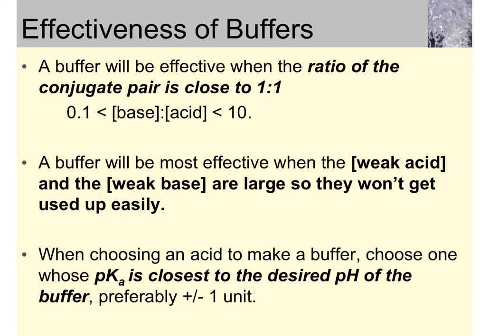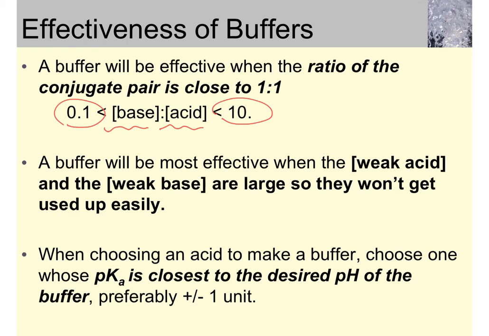What else do we have to consider when we're making a buffer? What conditions make the most effective buffer? Well, first of all, we want the concentration of the weak acid and its conjugate base to be roughly equal. An effective buffer can vary a bit from a ratio of 1 to 1, but it's recommended that the ratio stays within a factor of 10. Okay, so you might have 10 times more of the weak acid than the conjugate base, or vice versa, but not more than that.